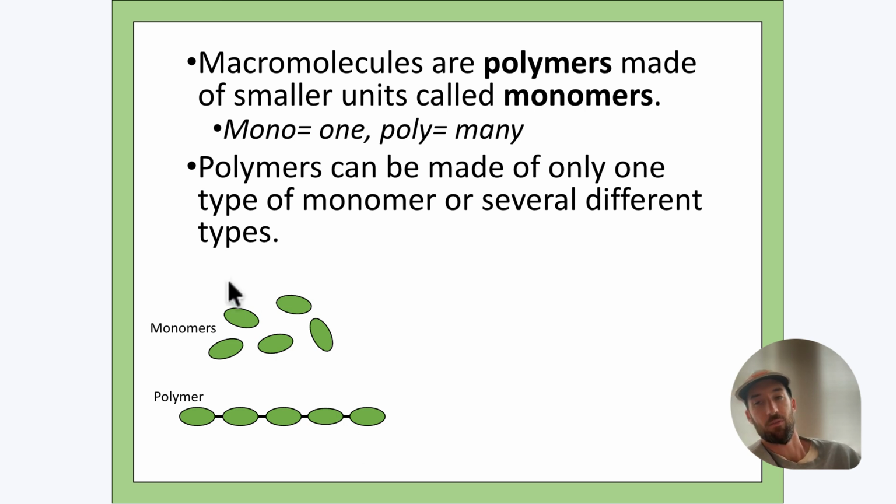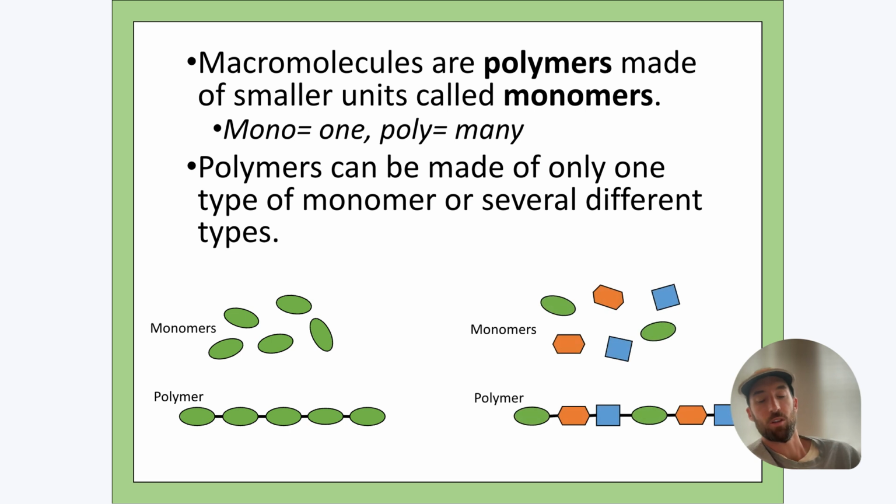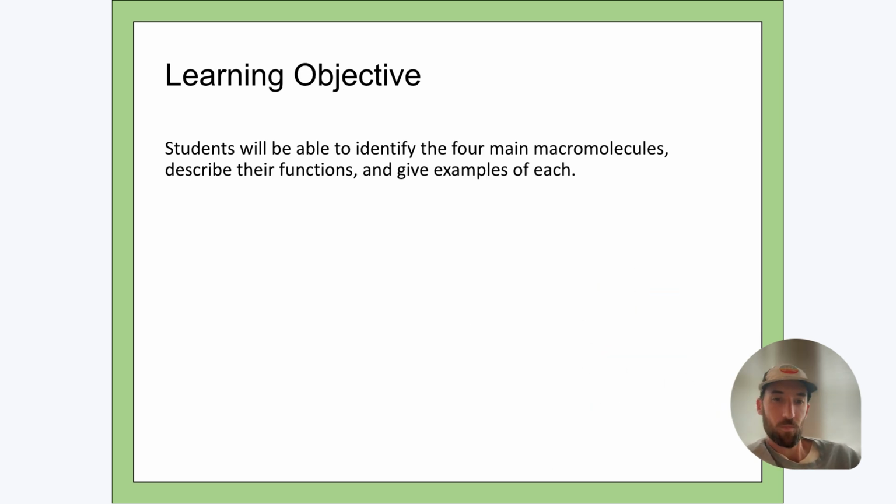So there's an example of a bunch of glucose monosaccharides forming a polysaccharide, which is also a monomer and a polymer. So glucose molecules forming a glycogen chain, but also there can be different monomers that come together to form a polymer. So I want you to be able to identify the four main macromolecules, describe their functions, and give examples of each.